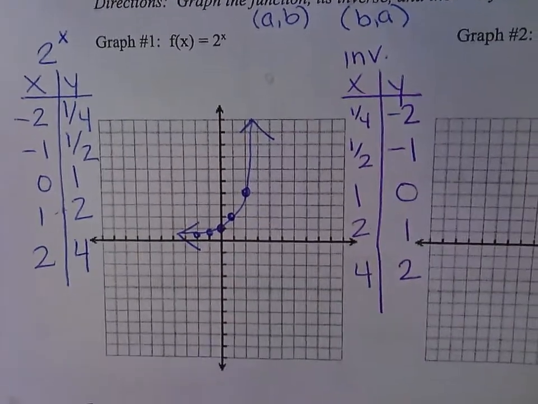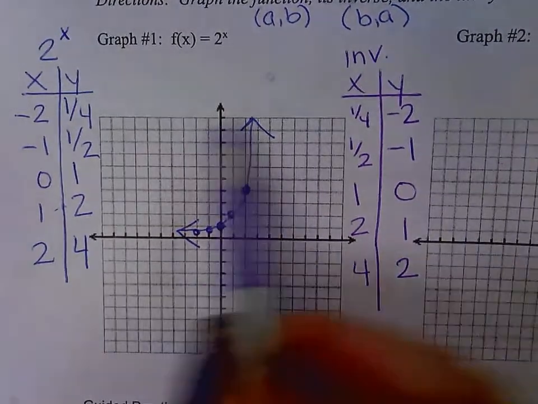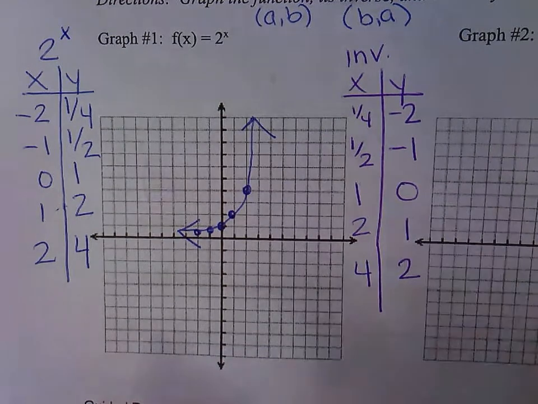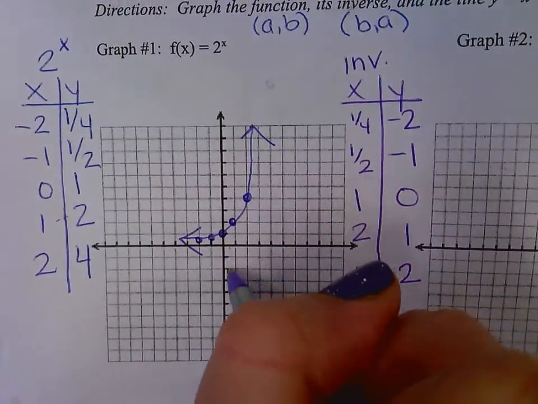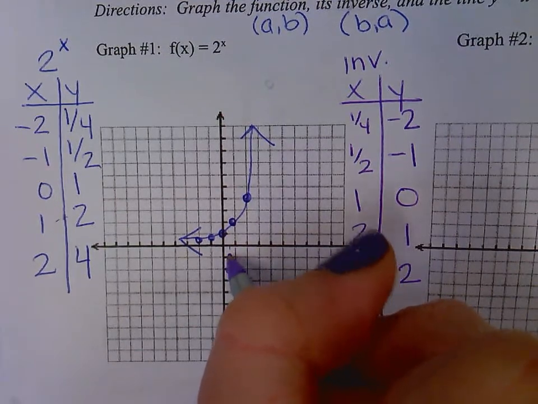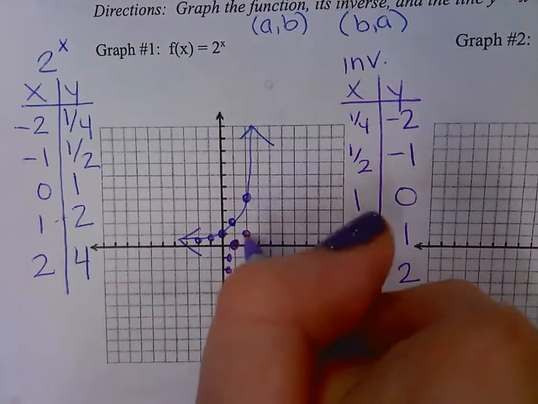So plot that inverse graph over here, and let's talk about what they have in common. How are they inverses of each other? So 1/4, -2, 1/2, -1, 1, 0, 2, 1, and 4, 2.